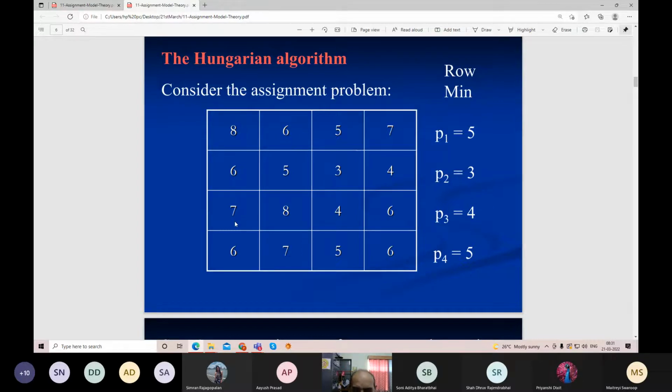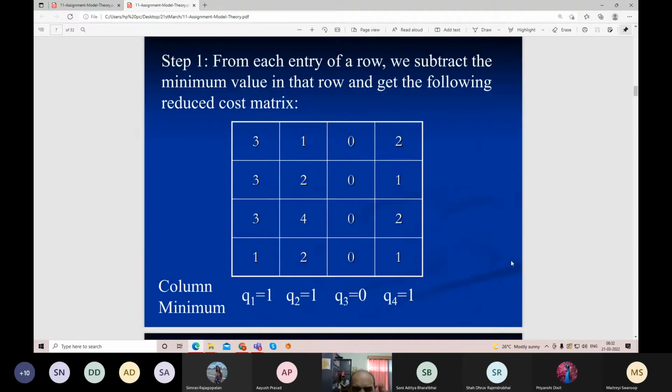If you subtract, 7 will be 3, 8 will be 4, 4 will be 0, 6 will be 2. And similarly, we will subtract 5 from all the fourth row elements. 6 will be 1, 7 will be 2, 5 will be 0, and 6 will be 1. So what will happen? We are finding a 0 in every row. First row there is a 0, second row there is a 0, third row there is a 0, fourth row there is a 0. So after achieving this, we'll move on.